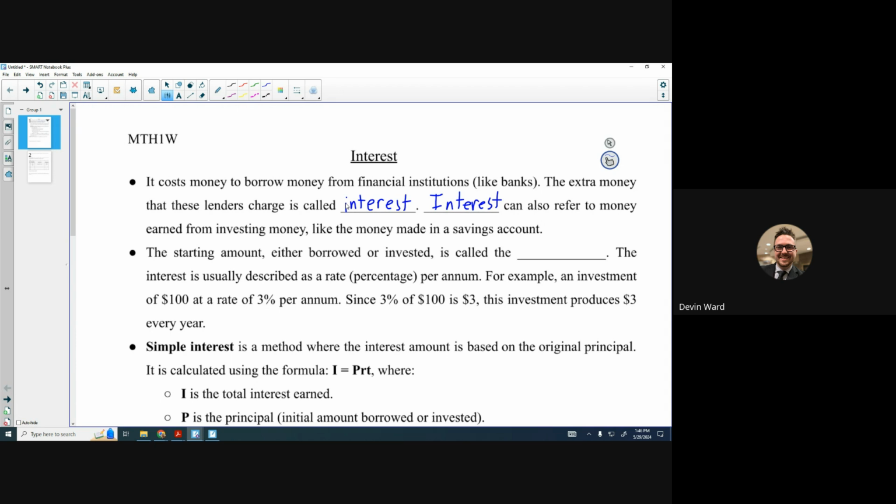Like if you have a savings account and at the end of the month you get a little bit of interest each month, that's money the bank is paying you for keeping your money with them in the savings account. So interest can either be charged by the bank if you're borrowing money, like a loan or a mortgage, or if you have an investment or a savings account, they're going to pay you out interest. The starting amount that's borrowed or invested is called the principal.